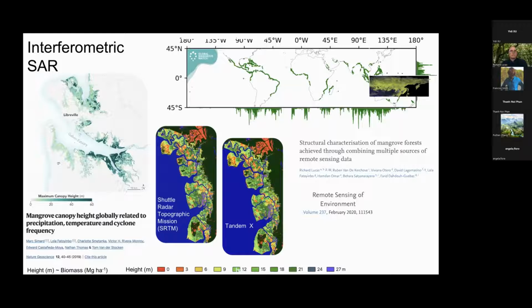There's also interferometric radar, which is particularly useful for areas like mangroves. Some of these algorithms are quite difficult over mangrove areas, which have different characteristics, such as tidal flooding and so on. Interferometric radar can be used to estimate height, and the Shuttle Radar and TanDEM-X give you good estimates of height, which can then be related to the biomass of forests. So using that in combination is a good alternative in some cases.